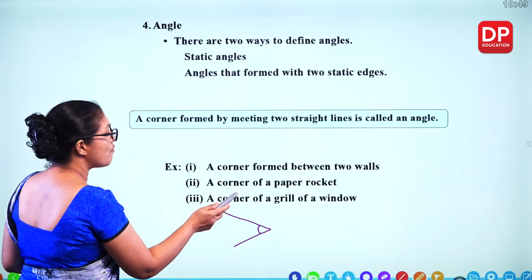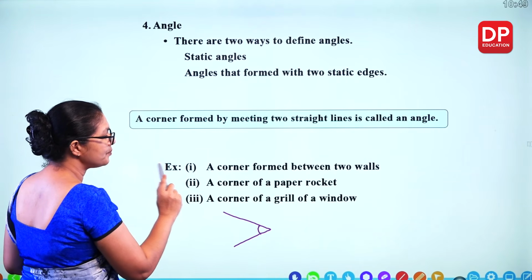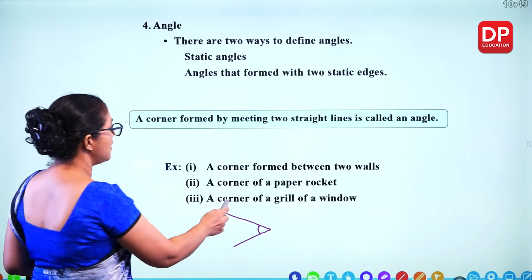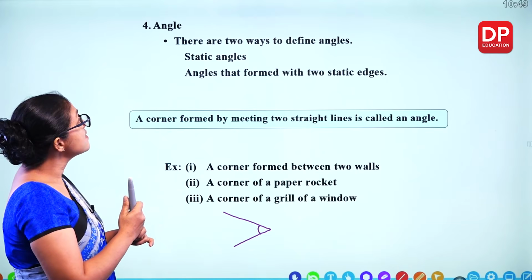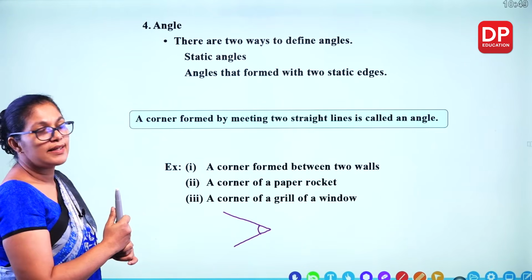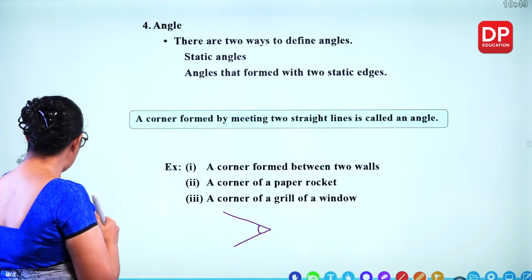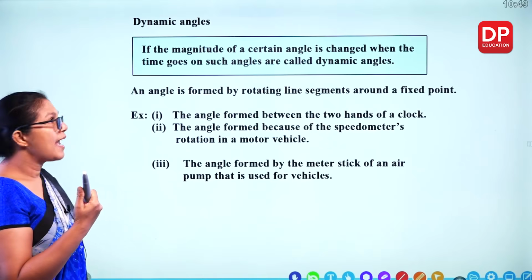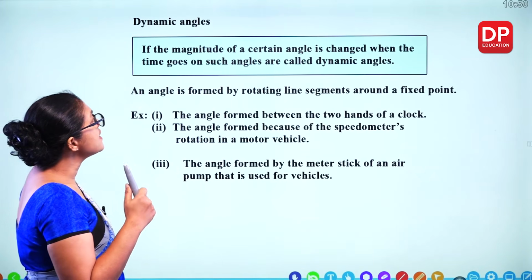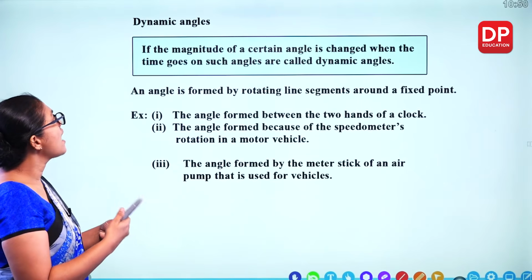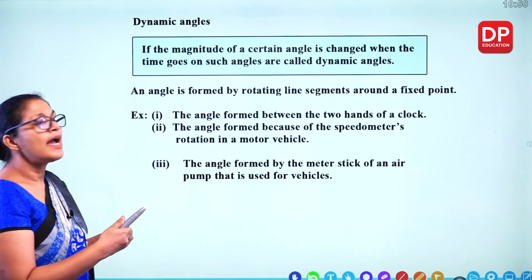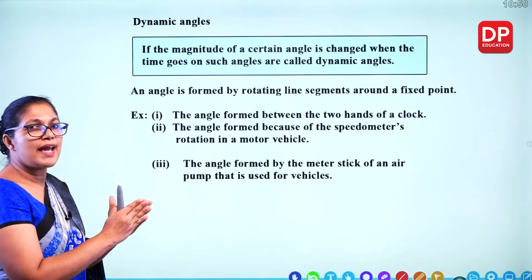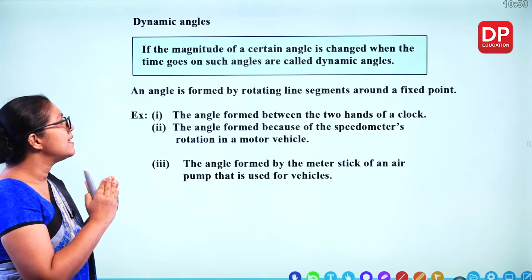A corner of a grill of a window. So in a window and the grill, you get that, that's a static angle. And we'll see what are dynamic angles. What are dynamic angles? If the magnitude of a certain angle is changed as time goes on, such angles are called dynamic angles. So changing all the time. Static means fixed angles, not changing the angle at all.